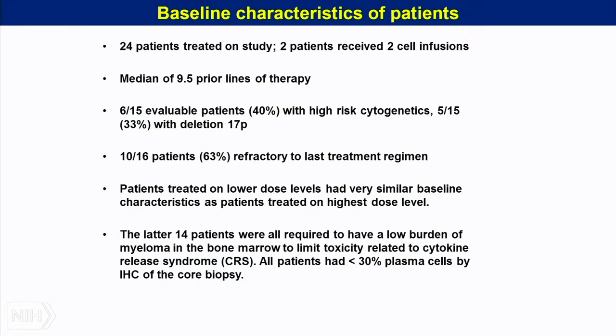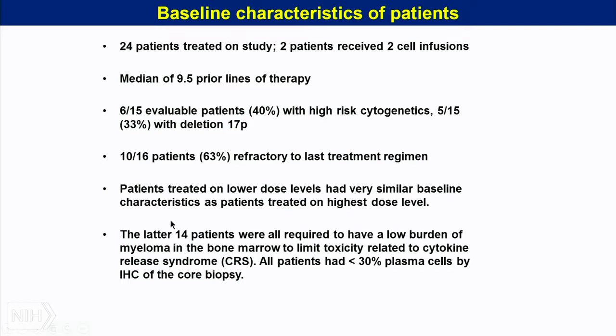So the patients at baseline, we treated 24 patients on this study. They were very advanced myeloma patients. They had a median of 9.5 prior lines of therapy before going on this study. 6 out of 15 had high-risk cytogenetics. 63% of the patients were refractory to their last myeloma treatment regimen. We found that patients treated on the lower dose levels had the same baseline characteristics as patients treated on the higher dose levels, so I'll go into more detail about that in a minute.